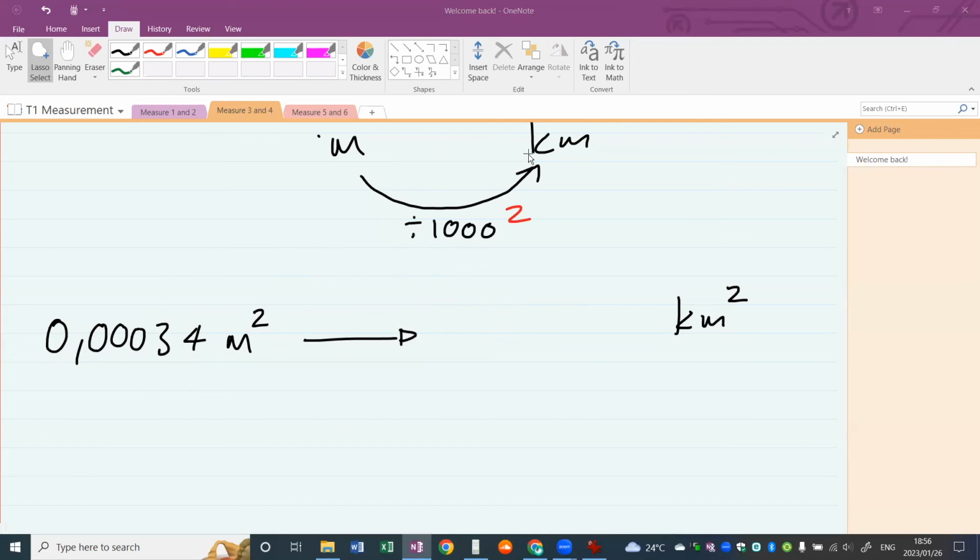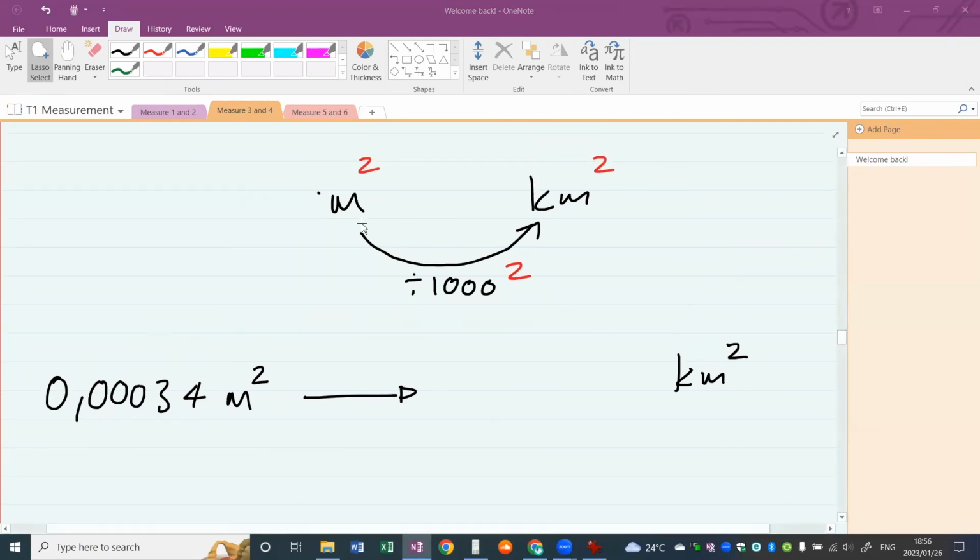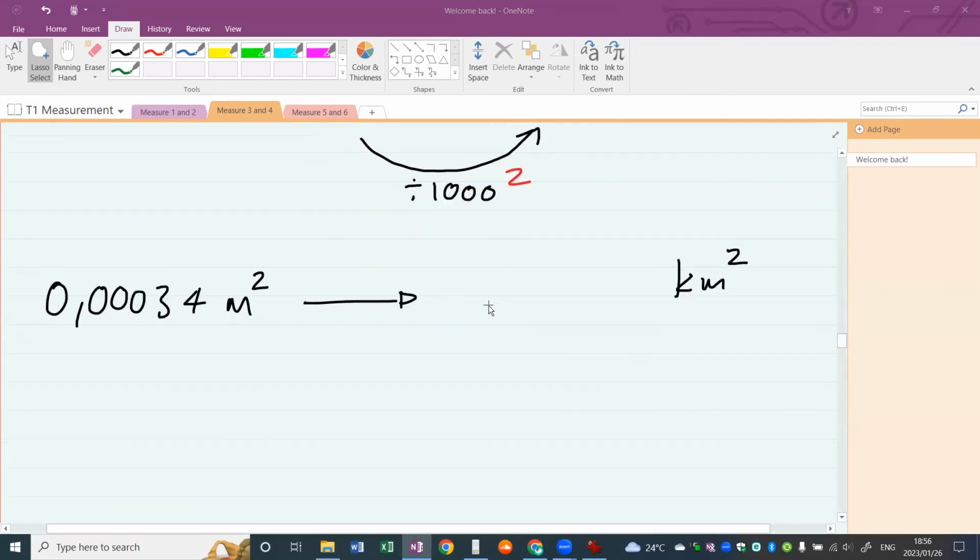Okay, so look here at the diagram. If you want to go from meters to kilometers, you have to divide by 1,000. But if you want to go from meter squared to kilometer squared, you have to divide by 1,000 squared. So this answer has 10 zeros. So it's 0.1, 2, 3, 4, 5, 6, 7, 8, 9, 10, and here comes the 3, 4. So that's exactly what it is. It's a tiny portion of a square meter. How much is that in a big kilometer squared?